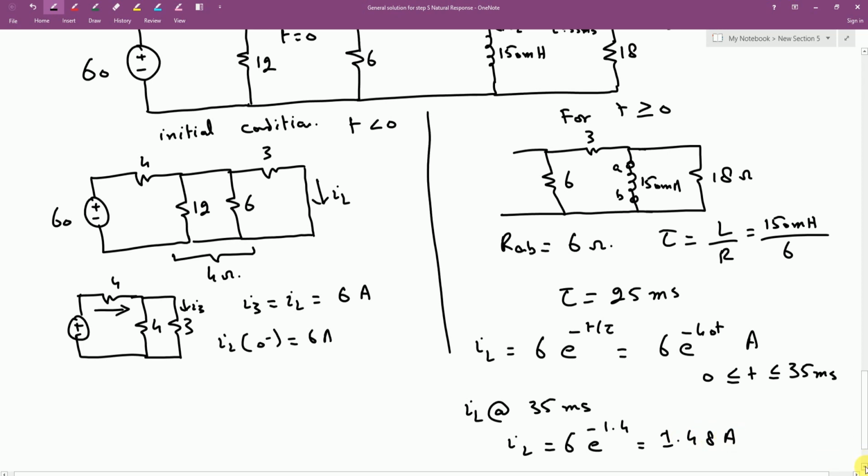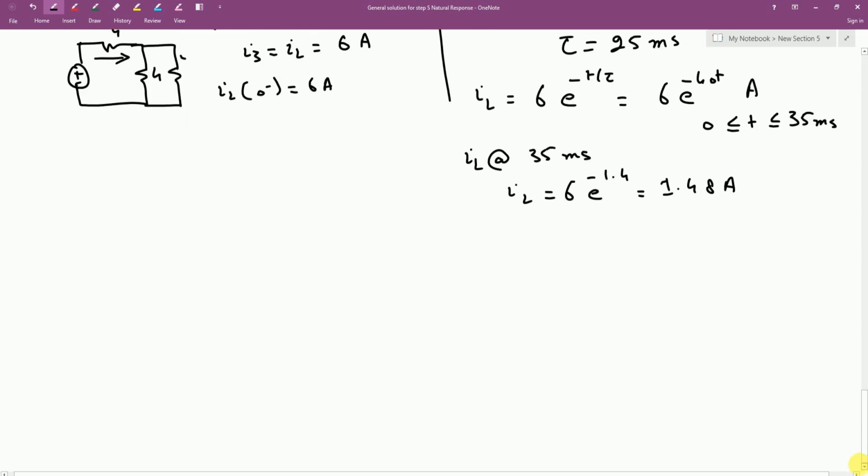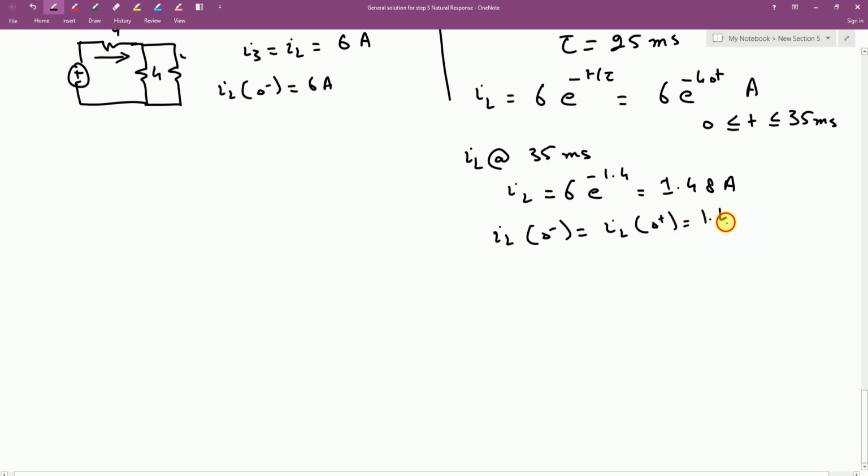So the current which was initially flowing in the inductance, that was 6 ampere, has decreased to 1.48 ampere at time 35 millisecond. Now using this as an initial condition for this second switch, let me write this as IL(0-) equal to IL(0+) equal to 1.48 ampere, and this is actually the initial condition for switching of the switch S2.